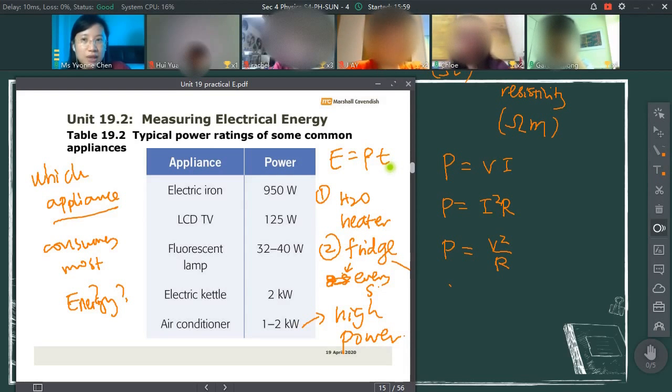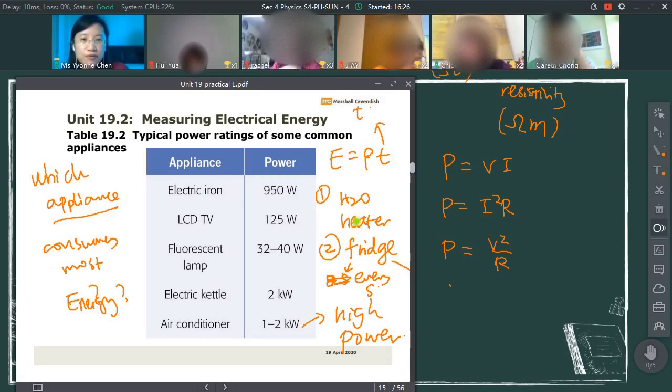If the time for the appliance to be on is forever, I don't think in Singapore we can switch off the refrigerator anytime. So from the first day of the year to the last day of the year, every single second we switch it on. So when you buy a refrigerator, please check the power rating, because we never switch it off. So the time is a very, very big value.